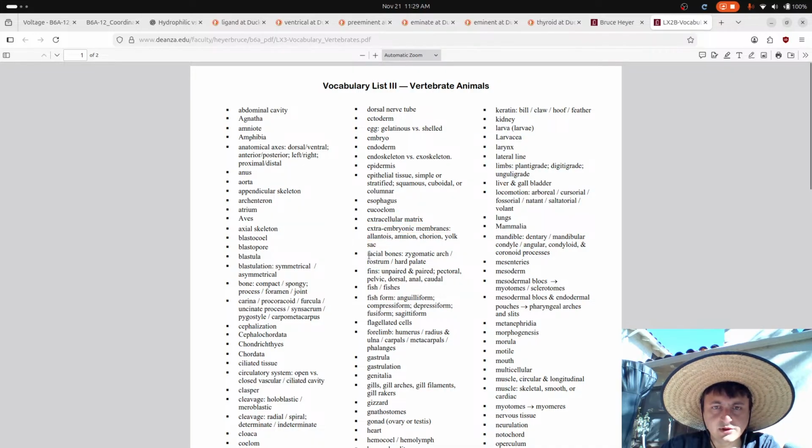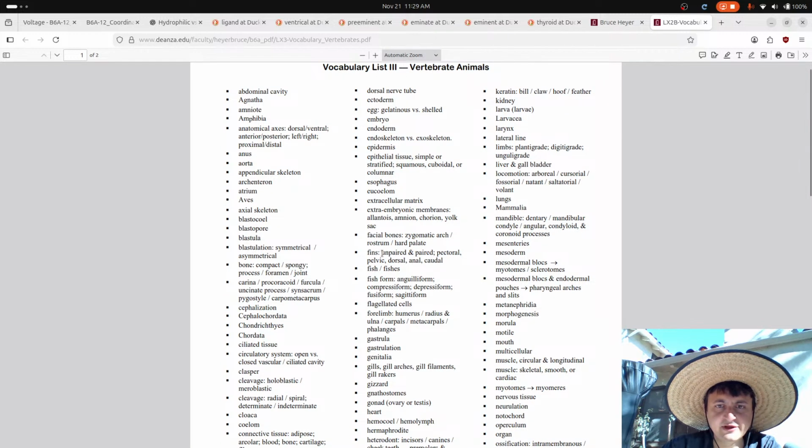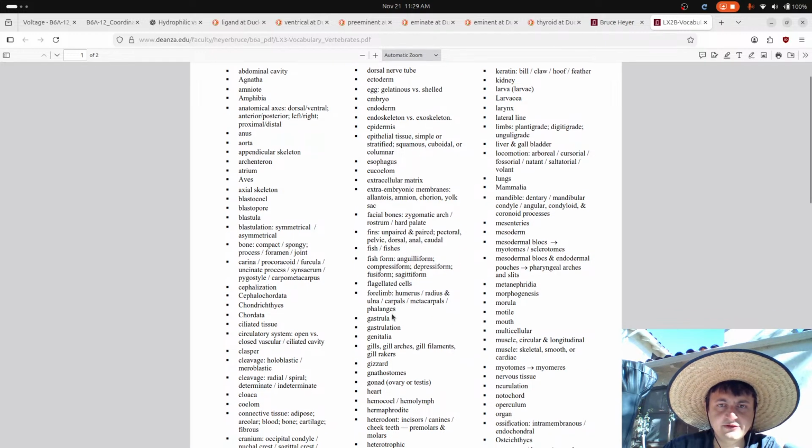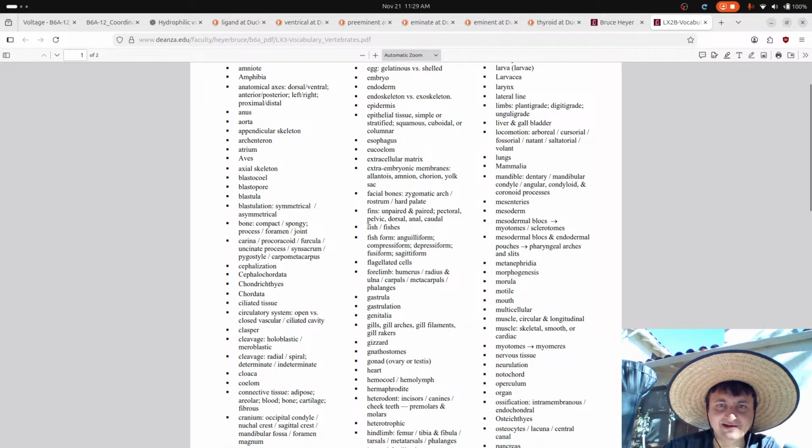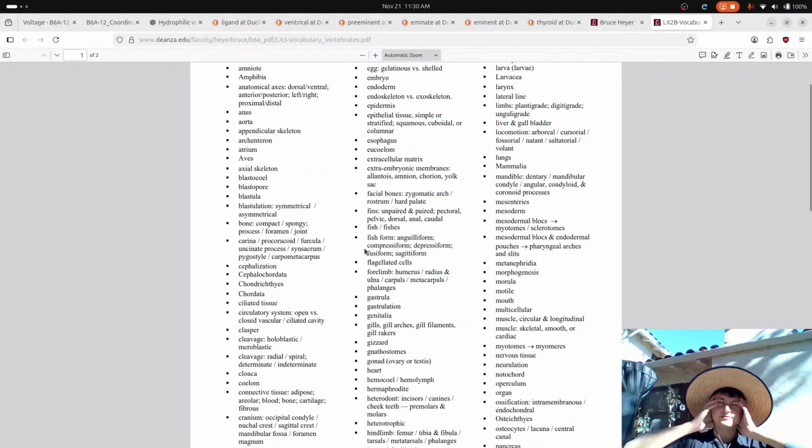Facial bones, whoa. Zygomatic arch, rostrum, hard palate. Fins: paired, unpaired, pectoral, pelvic, dorsal, anal, caudal. Okay, yeah, that's chill. Fish, fishes. Oh, okay. Fish form. Oh, yeah, we're going to need to know this. And should I just add these right now? Nah. Okay, we'll do this in a minute, though.